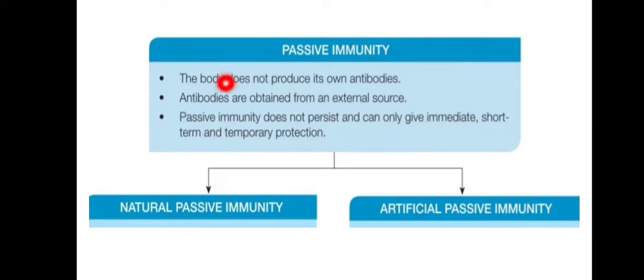So yang ini, badan kita tidak hasilkan kita punya antibody sendiri. We are given the antibodies from the external source. Okay, sebab itu passive immunity. Dan of course, the protection is only temporary. Okay, dia tidak macam active immunity, last long, but this one is temporary only. Okay, so divided into natural passive immunity dengan artificial passive immunity juga.